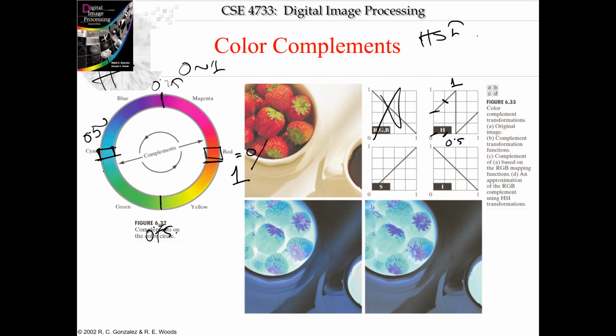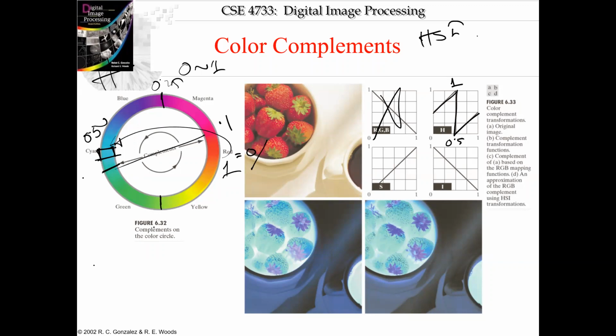Okay, so if we have a color which was 0.6, what is the negative of 0.6? 0.1. So it should go to 0.1, right? You can see that whatever is 0.6 goes to 0.1, and so on. Whatever was 1 should go to 0.5. So that's why for the hue channel the transformation function for the negative of the hue becomes something like that. Is it understood?